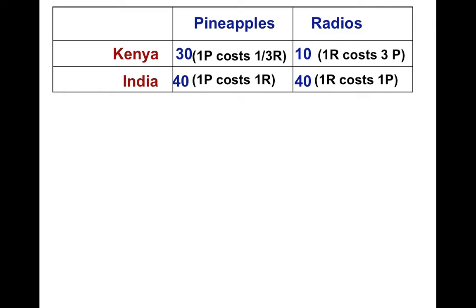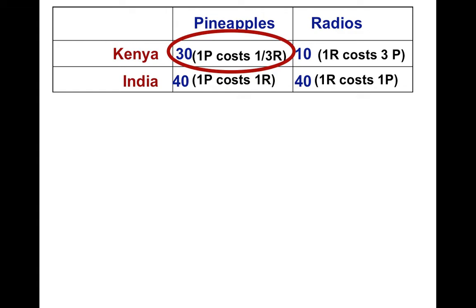So if we look at pineapples, Kenya can produce one pineapple and only have to give up 1/3 of a radio, whereas India would produce one pineapple and they would have to give up one whole radio. That means that Kenya, comparatively, is more efficient at producing pineapples. That's their comparative advantage.